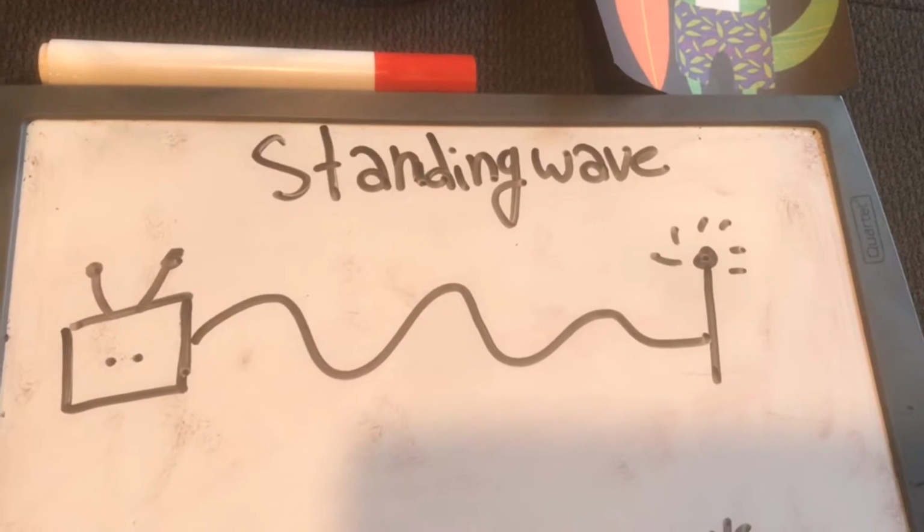A standing wave represents the power transmitted along a line that is not accepted by the load or antenna and is therefore reflected back along a transmission line. Here's an example to better understand a standing wave.